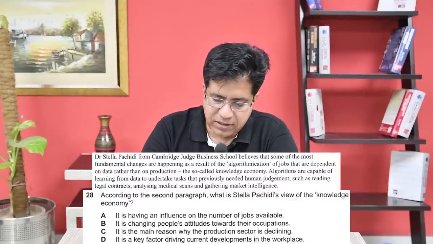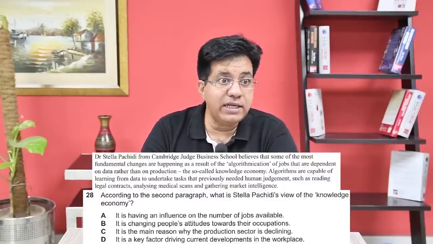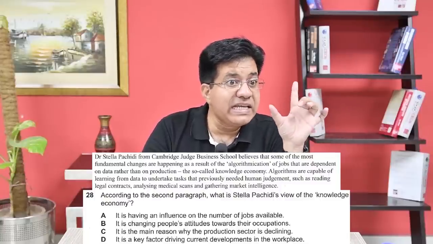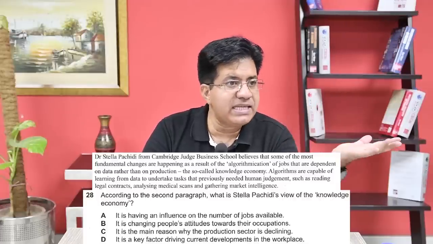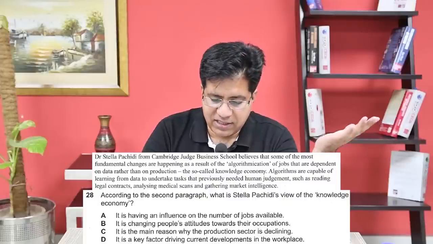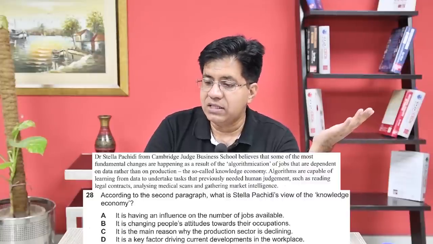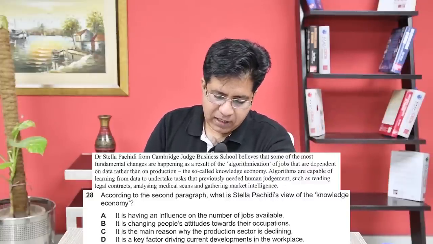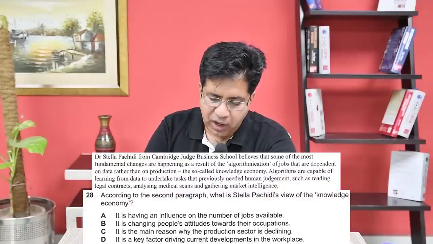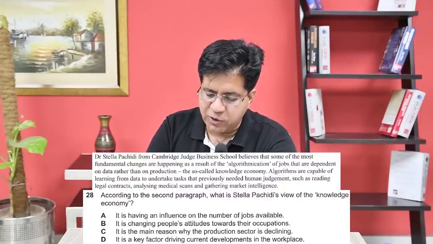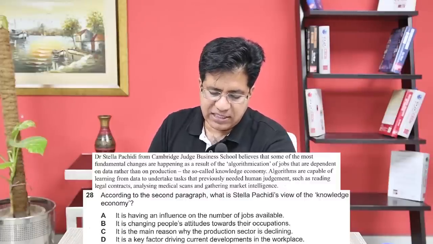Now we are left with two more. 50-50. C, it is the main reason why the production sector is declining. They talked about production, but they did not mention declining. Try to understand that. Now, if A, B, C is not the right answer, then the right answer is D. It is a key factor driving current developments in the workplace. Right? Now, let's go back. The so-called knowledge economy, algorithms are capable of learning from data to undertake tasks that previously needed human judgment. This is what they use as key factor.